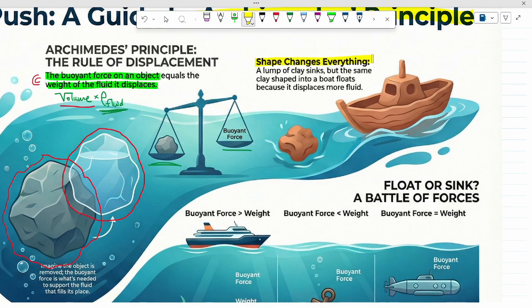So the amount of fluid that an object is displacing is not just the volume that it's occupying, it also includes any empty space inside. It's basically however much fluid is pushed out from where it would be. So if you have a clay that's denser than water, it would sink if it's in a tight, compact lump. But if you shape it into a boat, there's lots of empty space inside, then it can float.